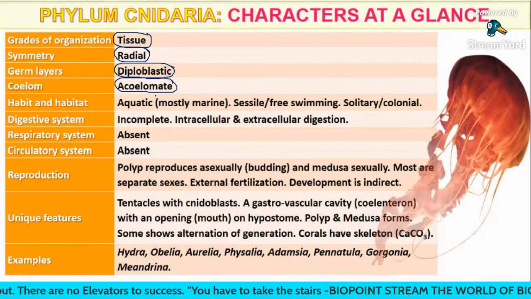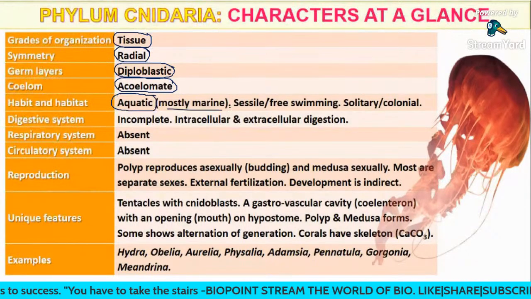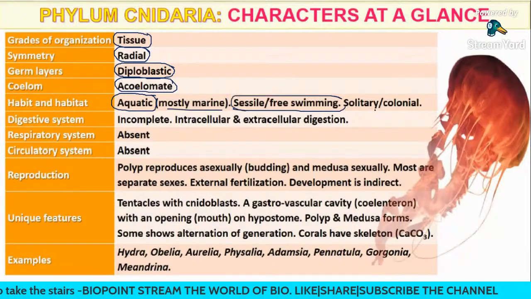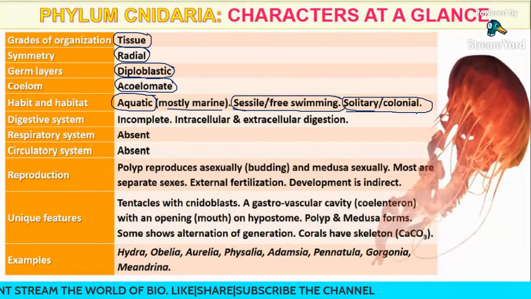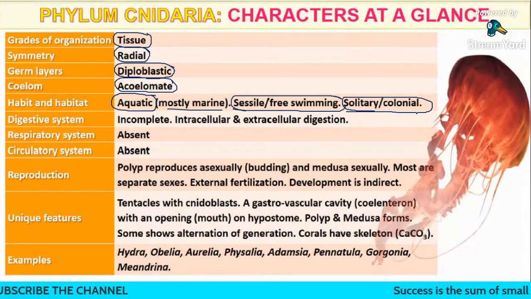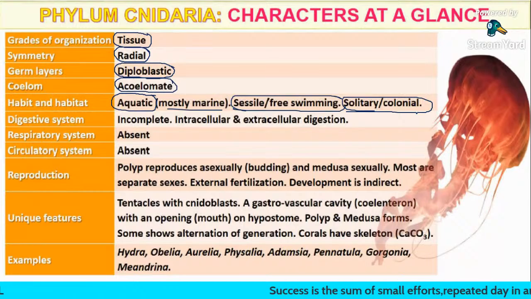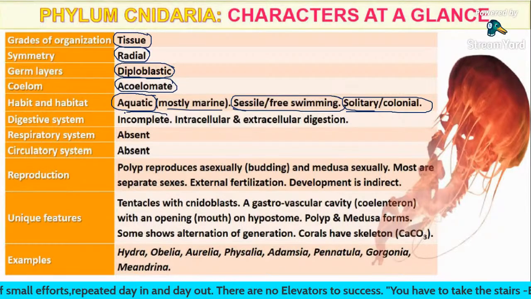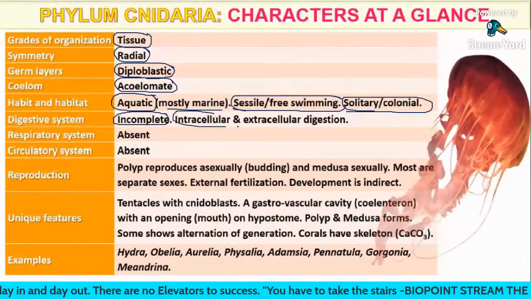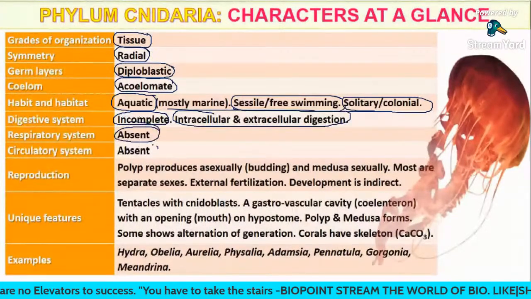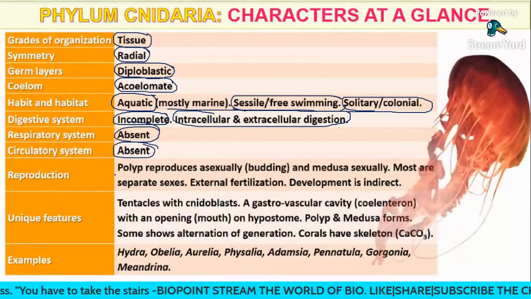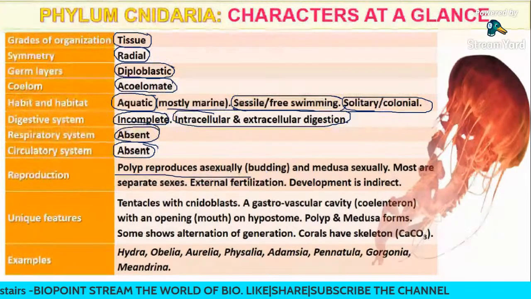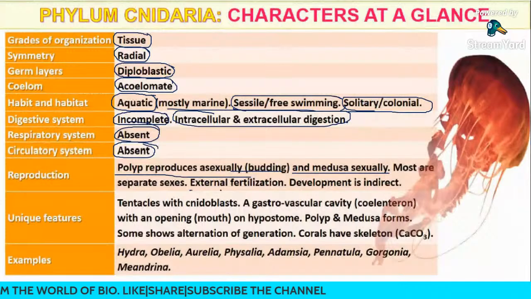Next, they are aquatic, mostly marine, sessile and free swimming, solitary and colonial. One second, let me have a bit of water. Okay, next, incomplete digestion, intracellular and extracellular digestion. Respiratory system is absent, circulatory system is absent. Polyp reproduces asexually by budding, medusa reproduces sexually. They show external fertilization, and development is indirect.